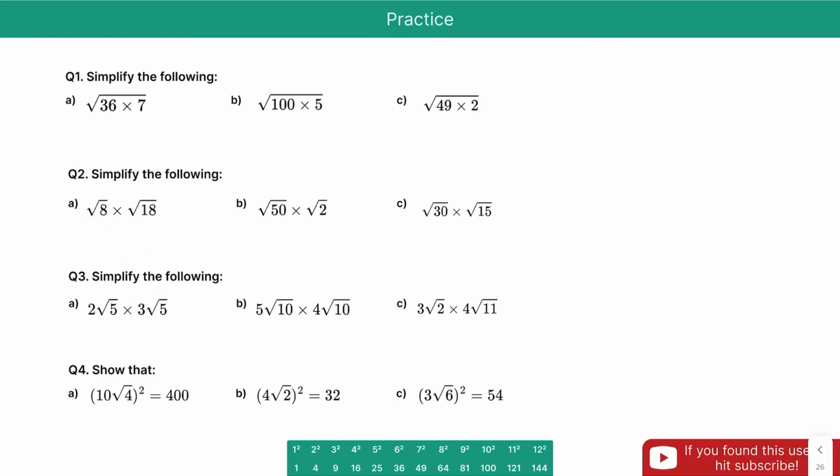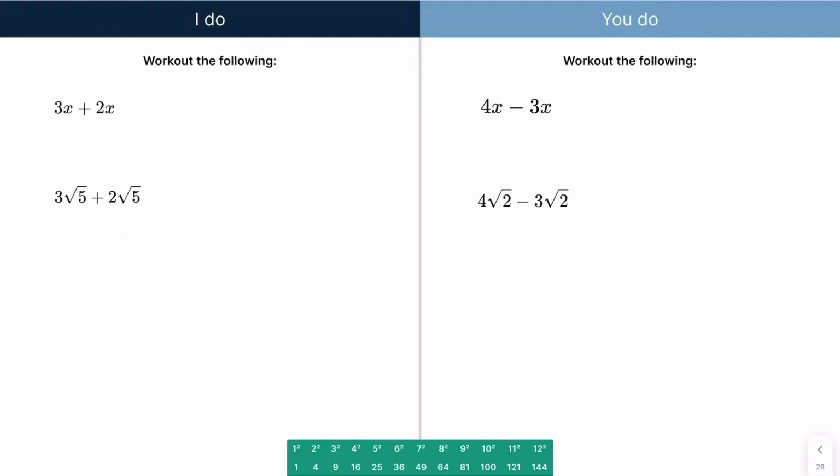So here are some practice questions for you to have a go at. Press pause and have a go. Here are the answers. Mark your work.